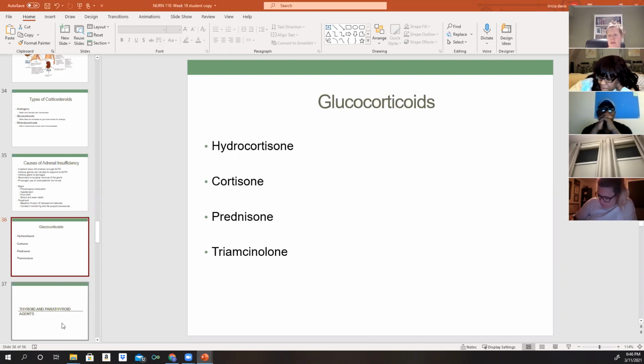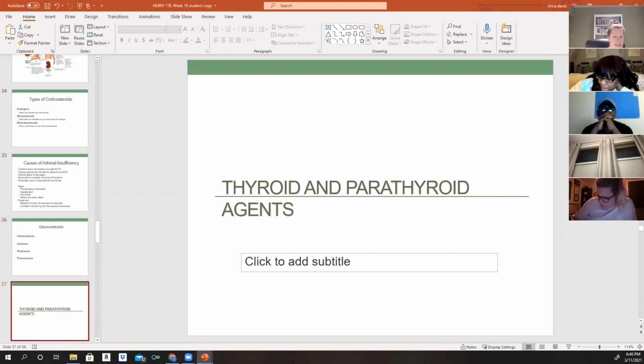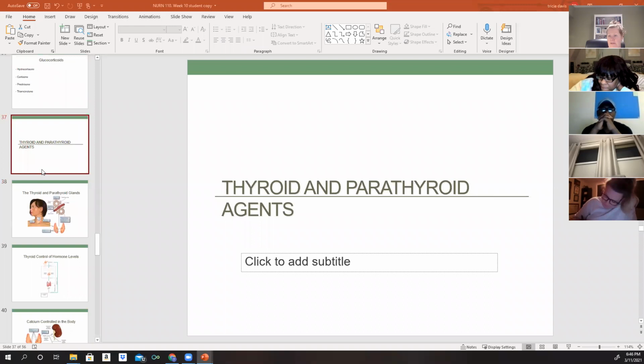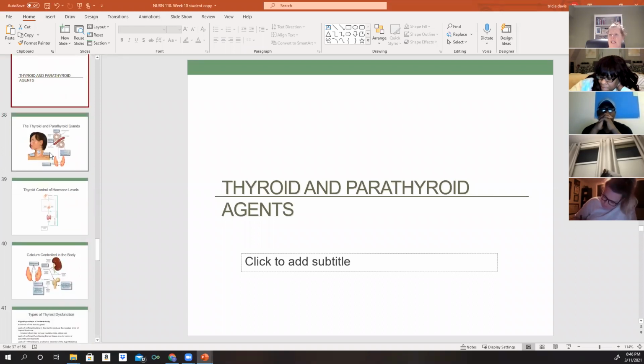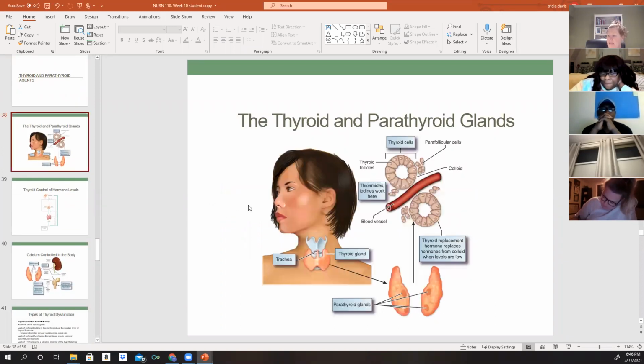And we're going to learn so much more about all this when we get to Concepts 1. This is kind of just a brief overview. So the thyroid and the parathyroid agents. Your thyroid gland sits right here, right over top of your trachea.